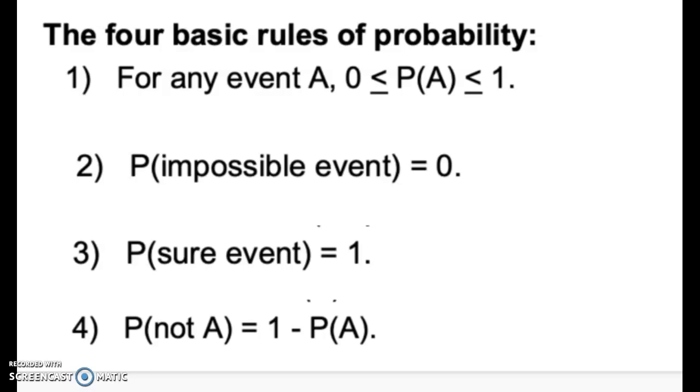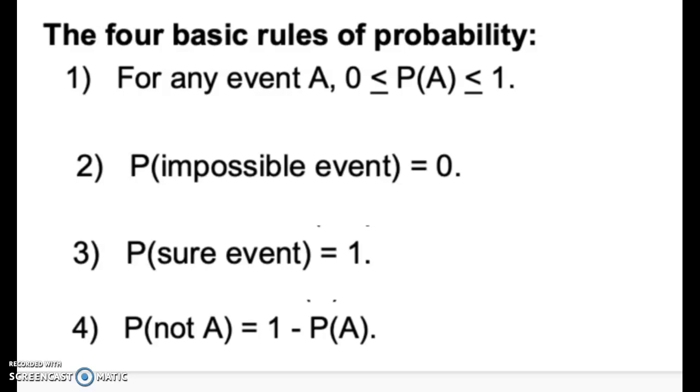Number 3, the probability of a sure event is equal to 1. So in other words, if an event is guaranteed to happen, then the probability will be equal to 1. So for example, what is the probability that the sun rises in the east? The sun always rises in the east. That is guaranteed to happen. Therefore, the probability that the sun will rise in the east is 1.